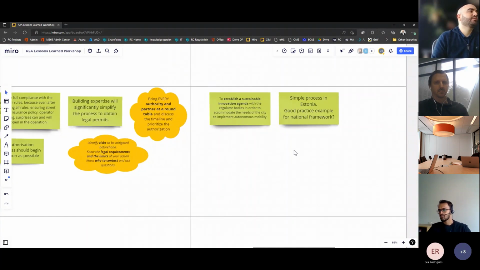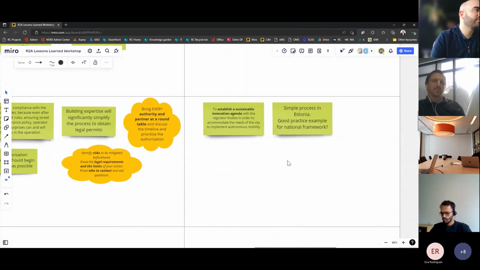And then in terms of more general recommendations, yes, to try to establish a sustainable innovation agenda with the regulatory bodies, so that the experiences in the cities that go to fulfill mobility needs in a city with implementation of autonomous mobility can also be aligned with the process of developing national, regional, local regulatory frameworks, and that both processes can support each other.